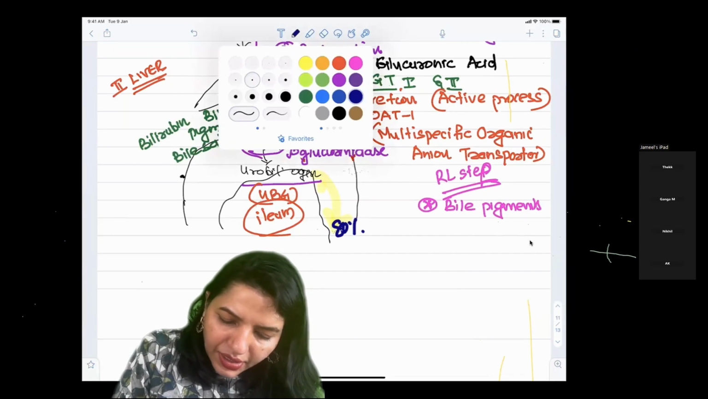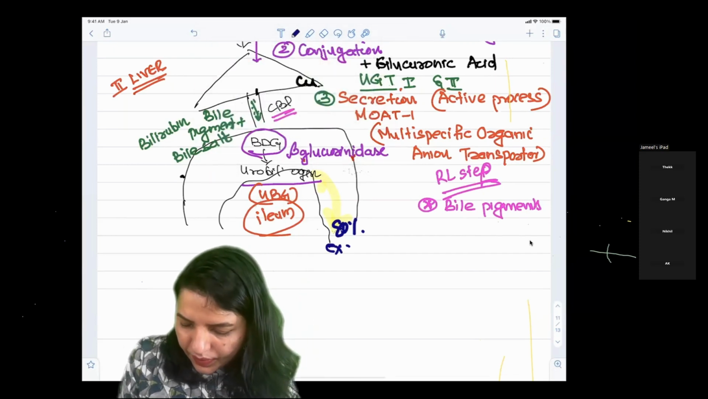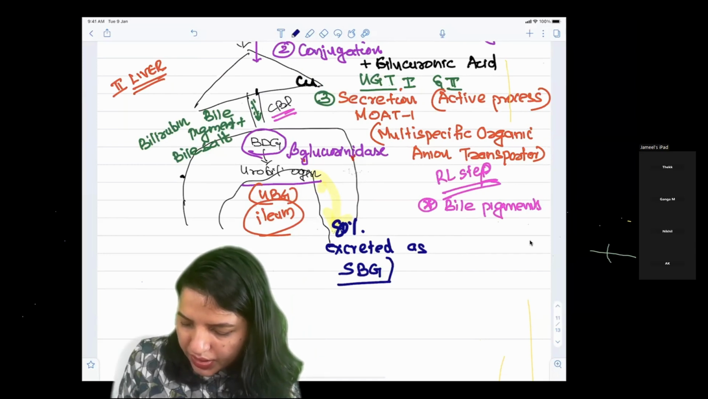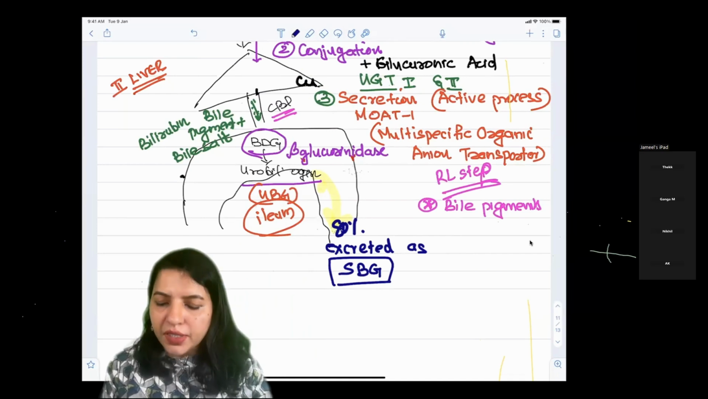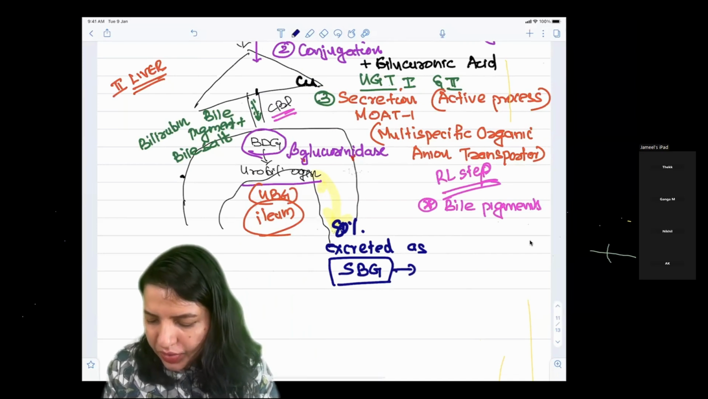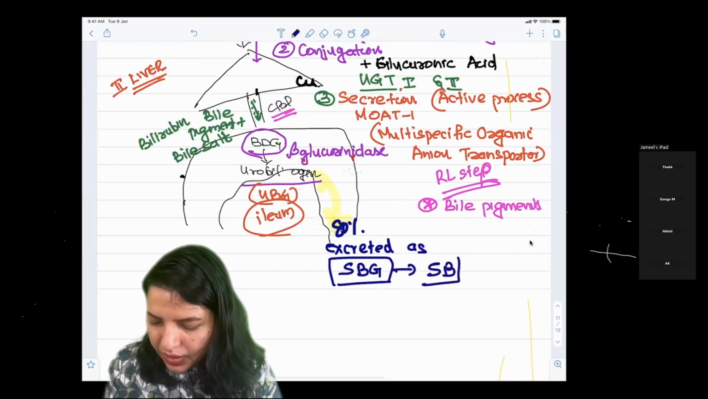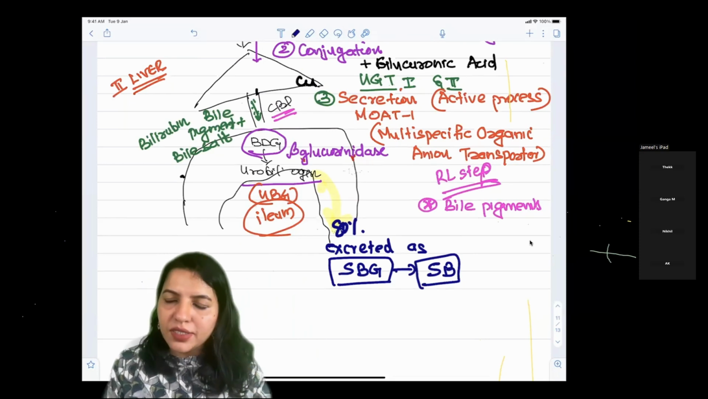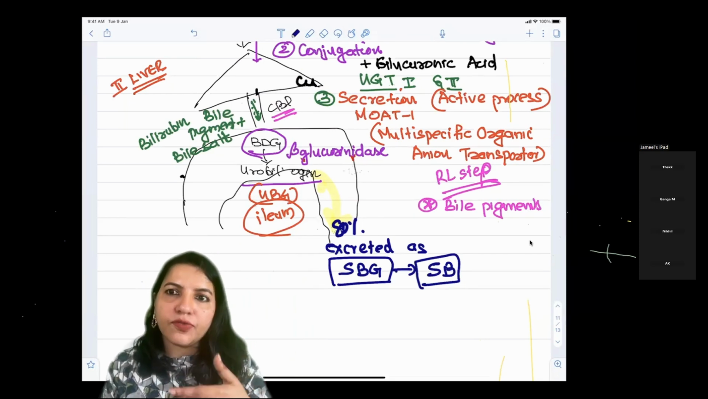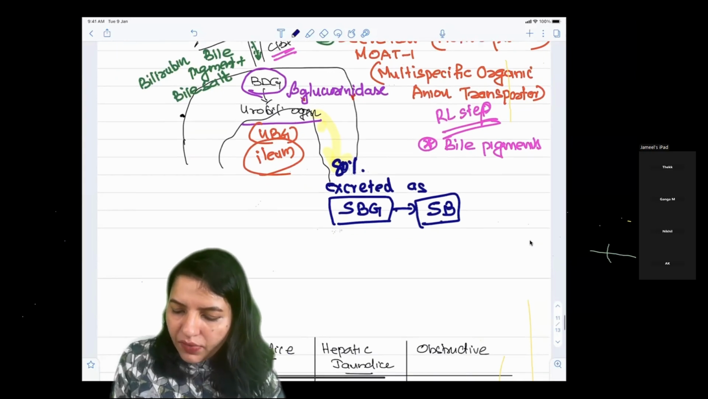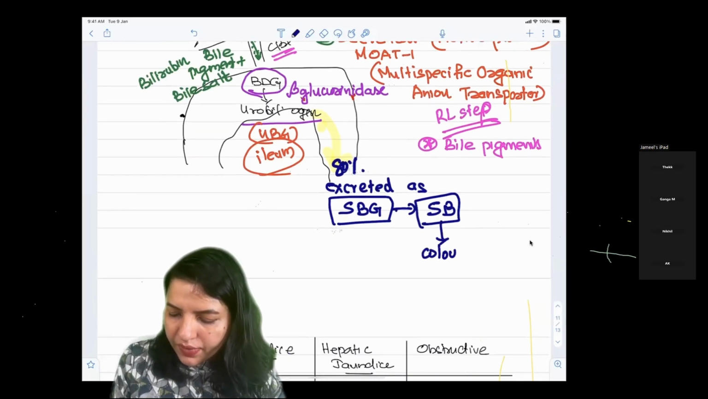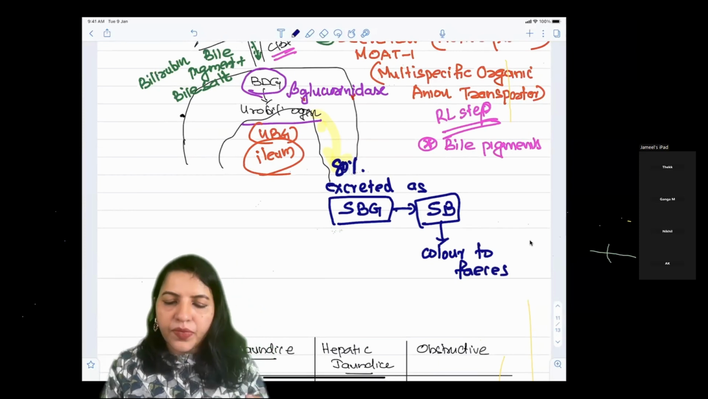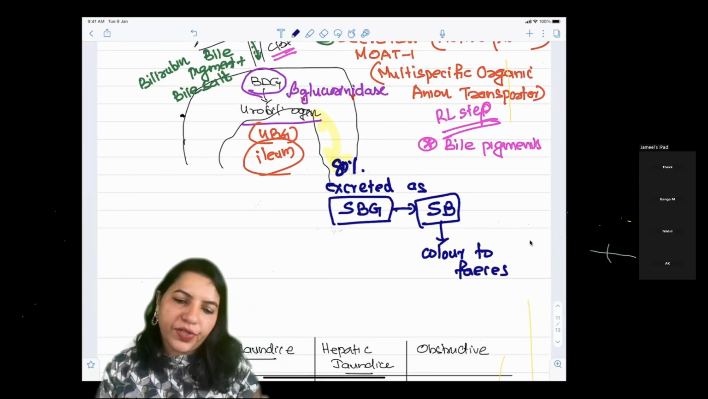80% is excreted as SBG. What is SBG? Stercobilinogen, and this is later on converted to SB. So that is stercobilinogen and its active form stercobilin. And this is the one which is giving color to feces. Okay. So that is the most important fate.